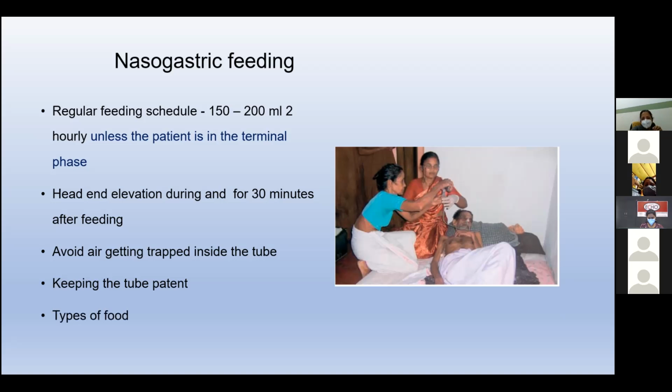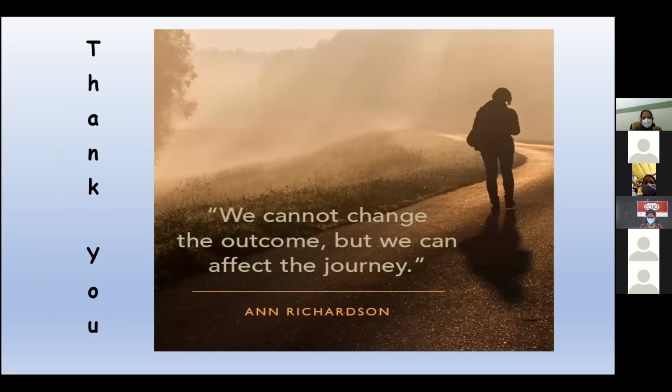What kind of food should be given will depend on the patient's condition, what he or she requires, whether high protein food or what, that needs to be checked. And of course, it should be home cooked ideally and strained thoroughly to avoid any blockage.